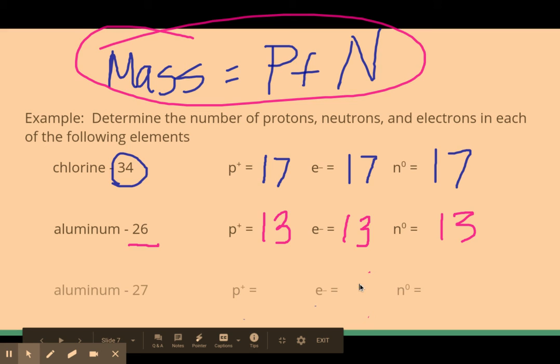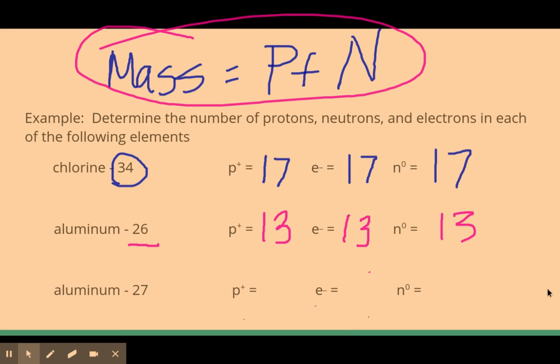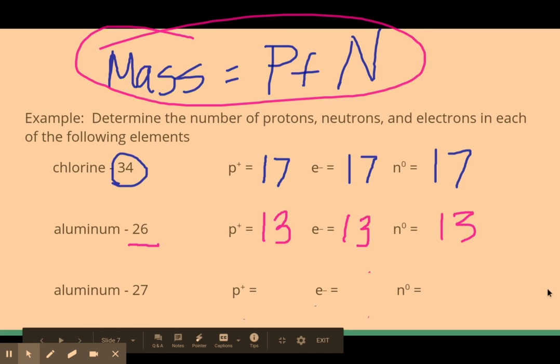And one more example, give this one a shot on your own. So go ahead and pause, see if you can do that one on your own, and then come back.